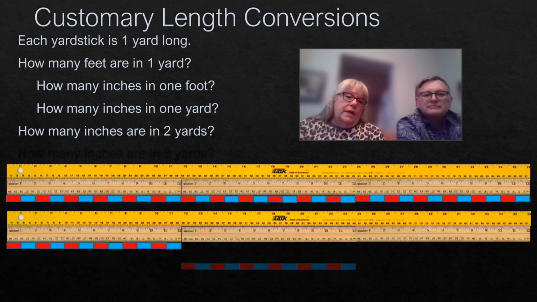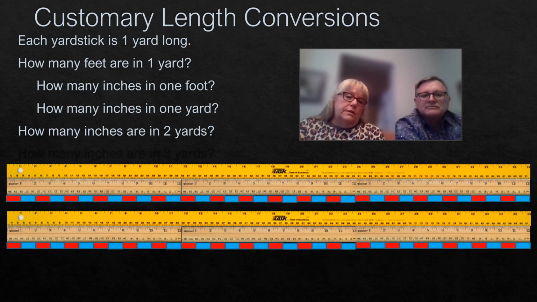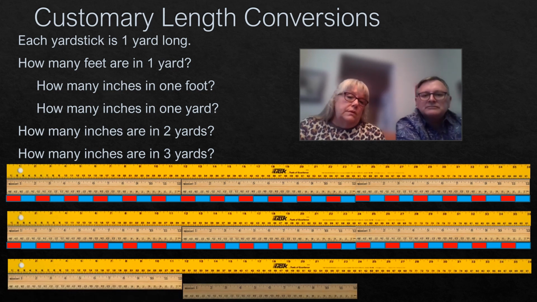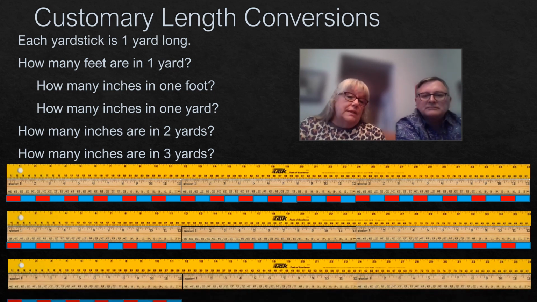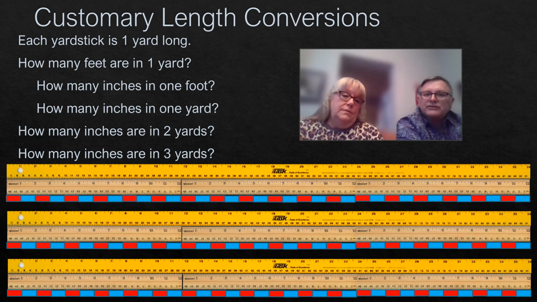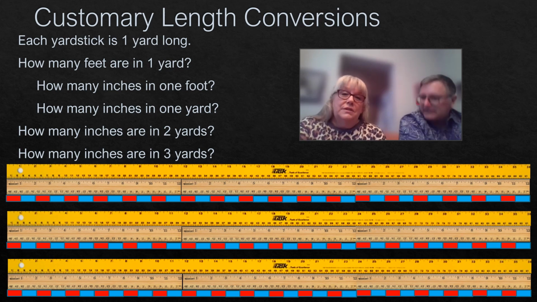And then I can look at how many are in 2 yards, again looking at those multiples of 12s and multiples of 36. So I could see that 3 yards is equal to 3 groups of 36, which is 108 inches.